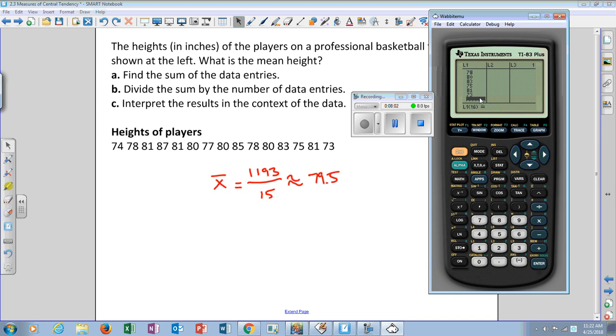Alright, so all those values are entered in. Then you push stat again, and over to calc, push enter for one-var stats. Gives us our value, 79.5. Gives us all the information that we're really looking for. There's the min. We're going to get into the next part, the median, because that gives it for us too.